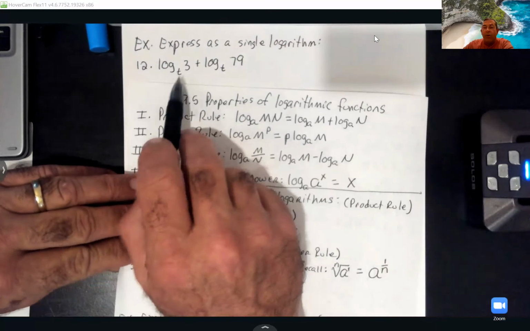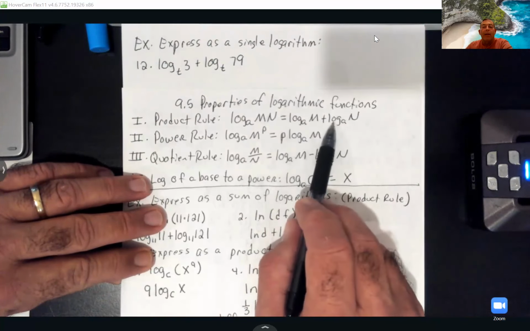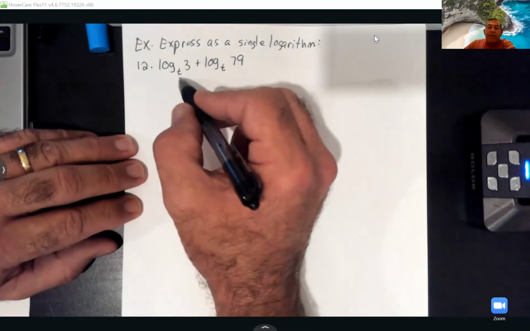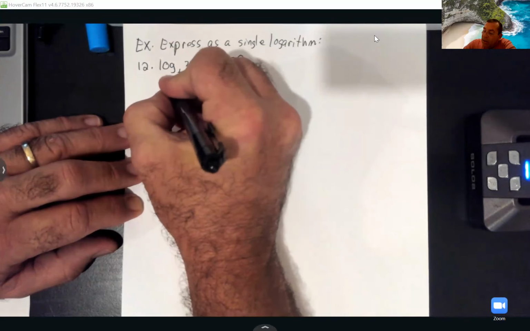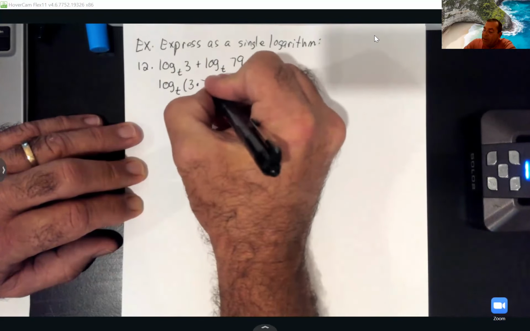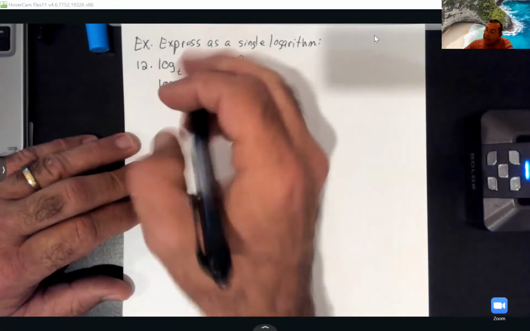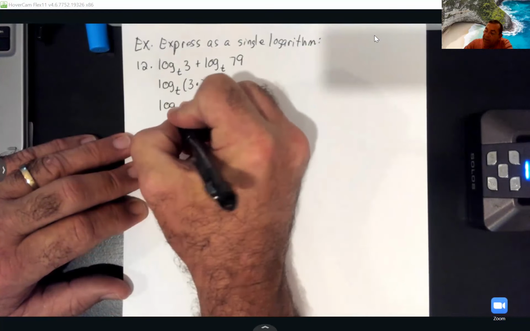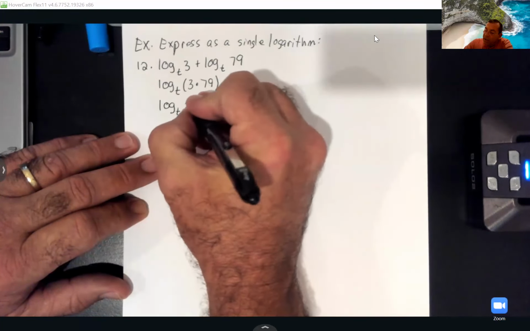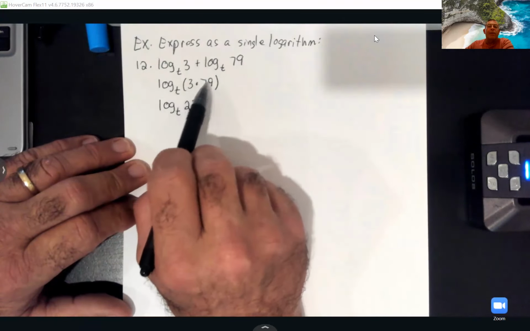Well, look here. The only one that had anything to do with sums was the product rule. And it told me that if there was a sum, I could rewrite it as a product. So for that one, we're going in reverse and writing it as a product. So I got a log base T of 3 times 79. And now all I got to do is figure out what 3 times 79 is, and this one will be done. So I get a log base T of, let's see, looks like I'm getting 237. So sums written in reverse give me products.